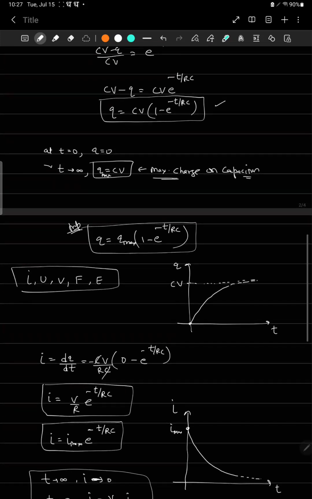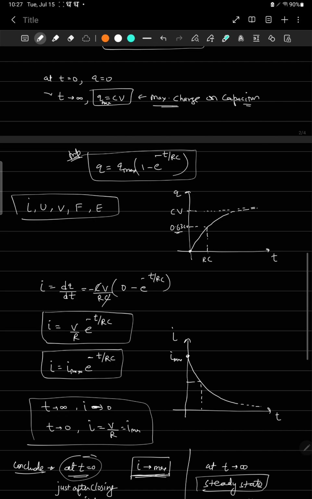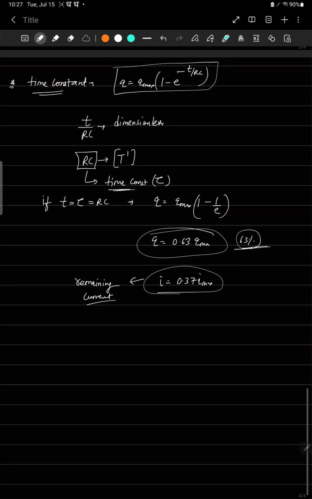So we can denote this thing in a graph also. This is the RC and this is 0.63 CV. Same thing we can draw here also. So that is about the charging of a capacitor. I hope you understood this case.